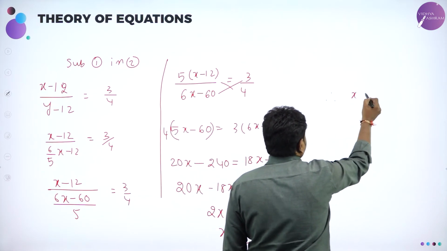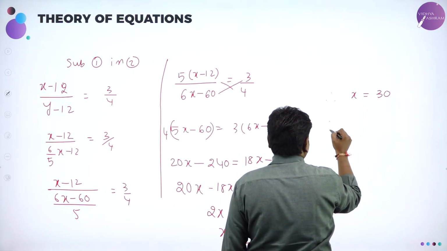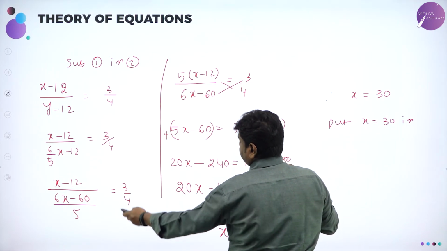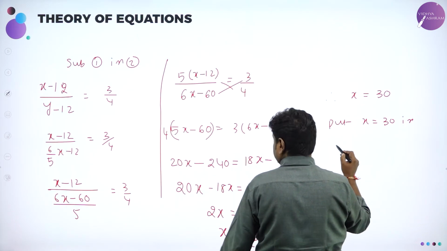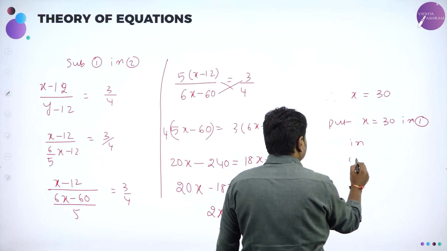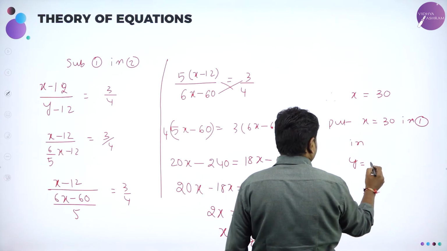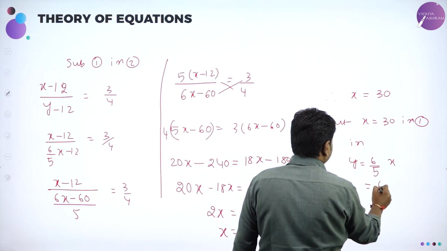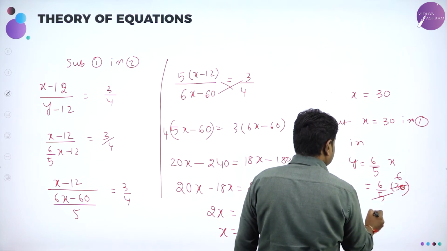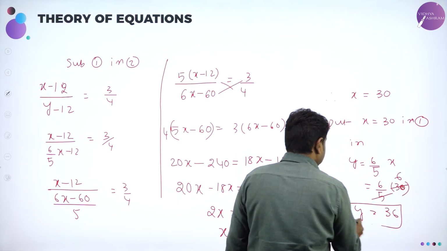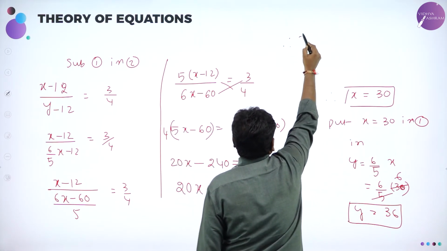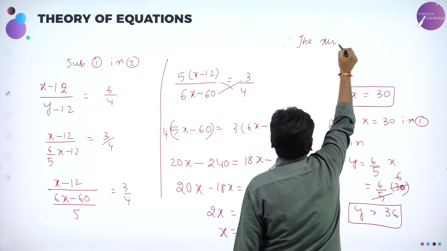So therefore x is 30, and put x is equal to 30 in the equation that we created here. y is what? 6/5 x. We called it 1 in equation 1. What is 1? y is equal to 6/5 x. That is 6/5 times 30. So 5 6s are 30, 6 6s are 36. So the numbers are 36 and 30. So one value is 30. So therefore the numbers are 36 and 30. Numbers are 30 and 36.